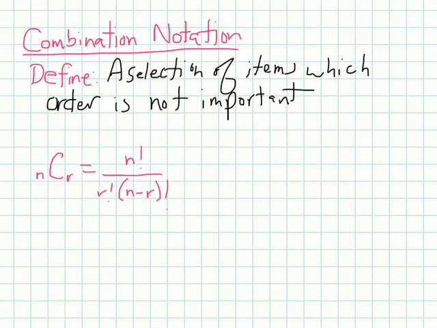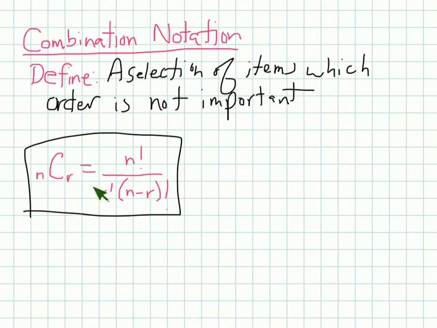Meaning things can repeat and order doesn't matter. So let's look at this. For our formula here, it's the total number divided by R factorial multiplied times, again, the total minus R factorial. So let's look at an example.